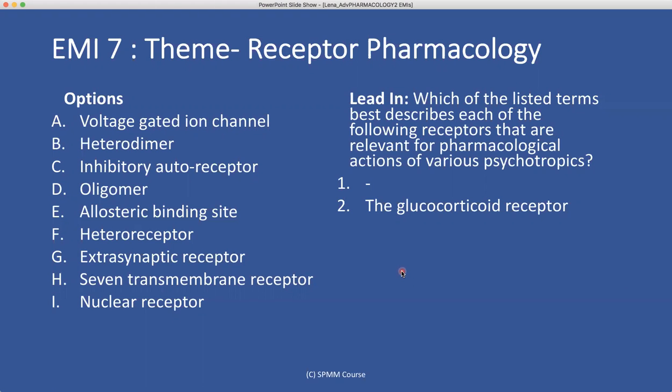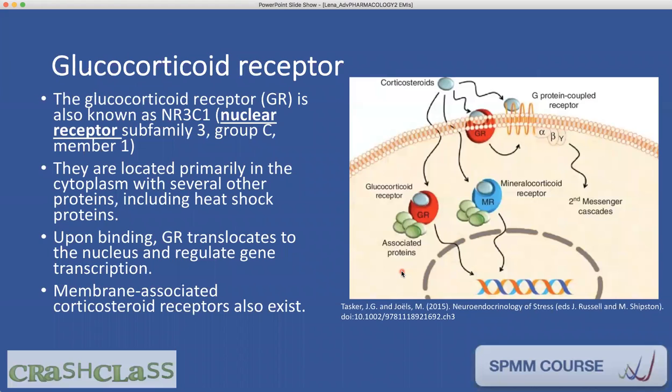Question 2, glucocorticoid receptor. Let's see how glucocorticoid receptors function. The glucocorticoid receptor is also known as NR3C1, nuclear receptor subfamily 3, group C, member 1. So it's actually a nuclear receptor, but it is not located in the nucleus. It's important. They're located primarily in the cytoplasm with several other proteins, including the heat shock protein system.